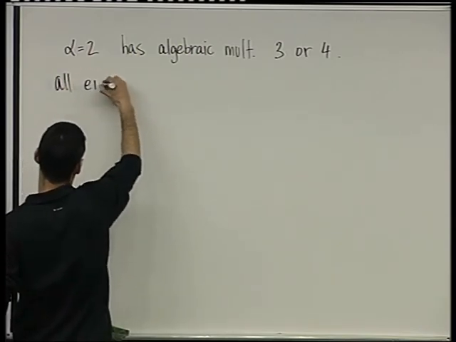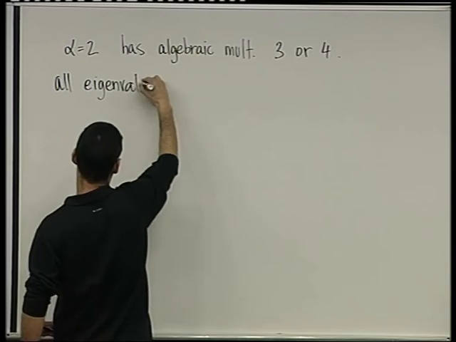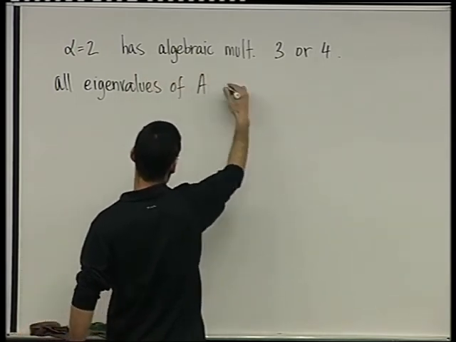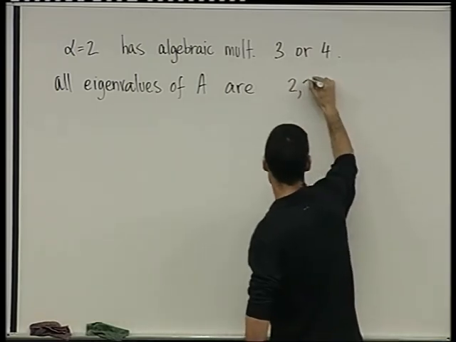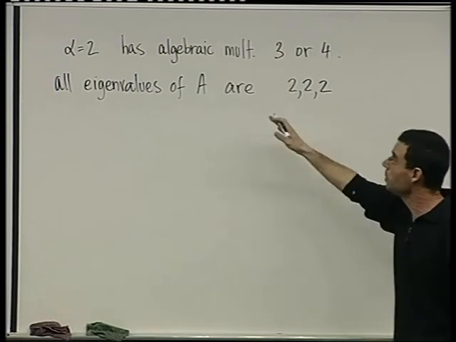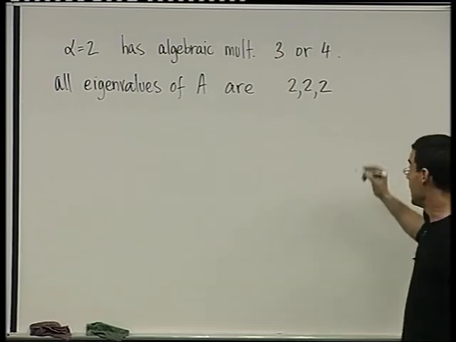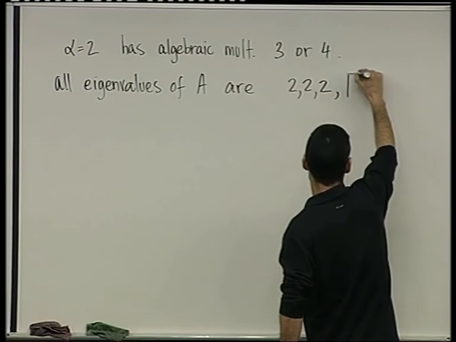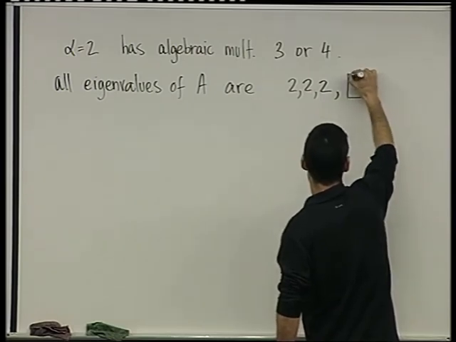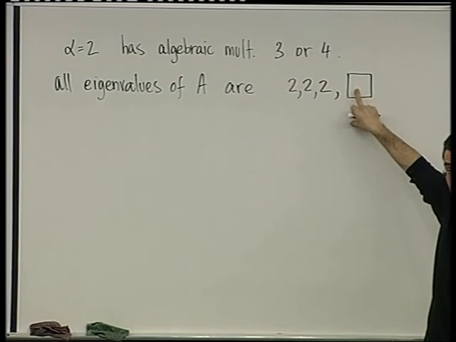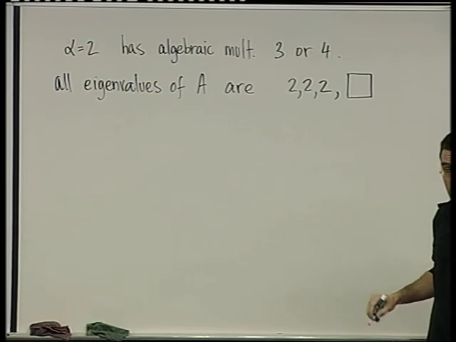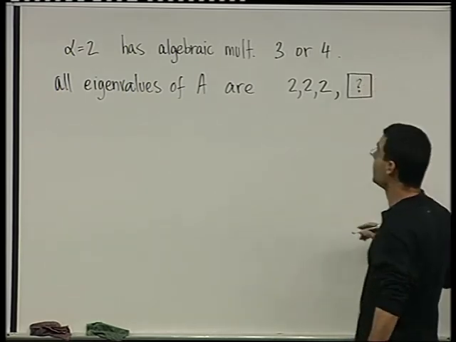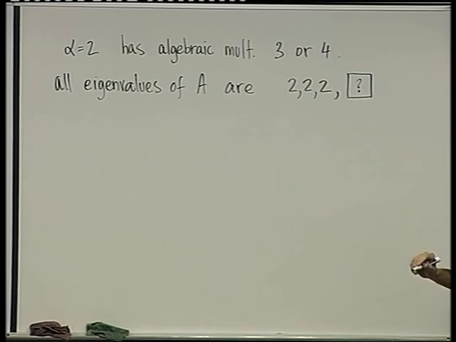All eigenvalues of A are: the first one is 2, the second one is 2, the third one is 2. Alpha equals 2 has multiplicity at least 3, and then there's another one, which I don't know yet. It can either also be 2, in which case it would have multiplicity 4, or it can be something else. Do you agree? So those are the 4 eigenvalues of A. Okay? But I know one thing about them.